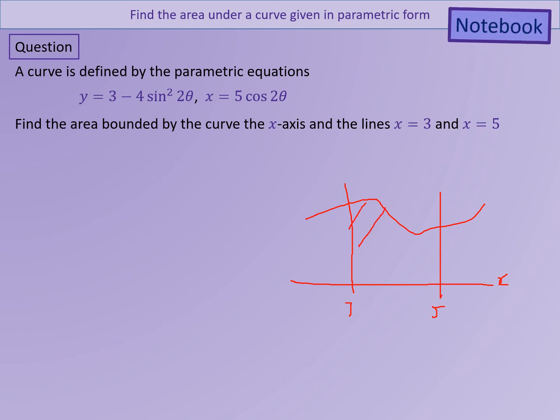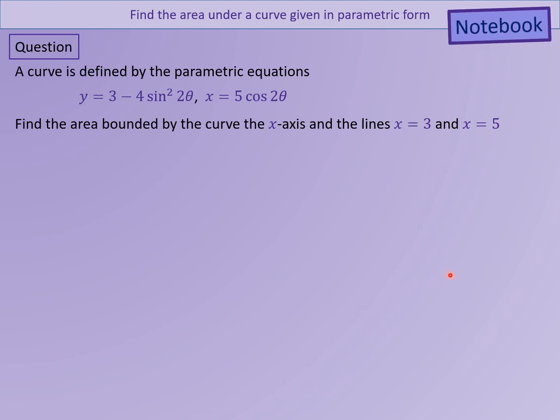All of that is a fancy way of saying, can I find the integral of the y equation, as we usually do, in terms of x, because we're looking at it along the x-axis. So can I integrate y in terms of x between the limits 3 and 5? That's basically what it's asking. Okay, so let's get rid of this and have a look at how we go about doing it.